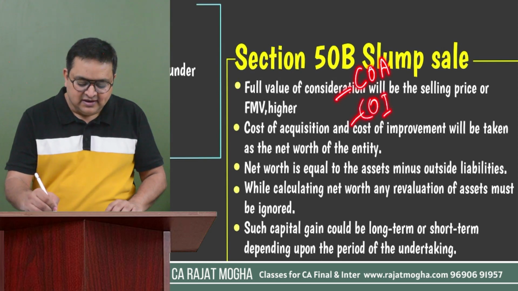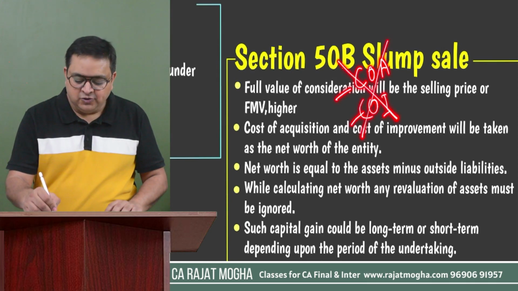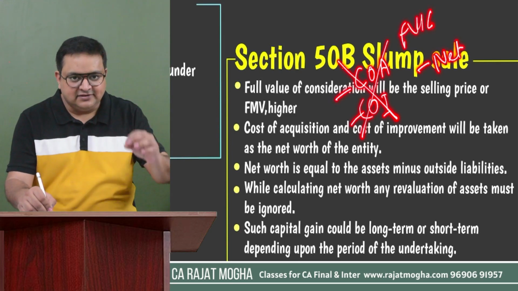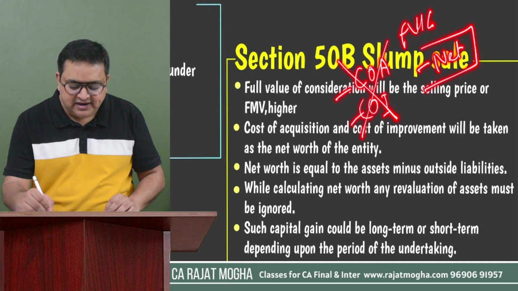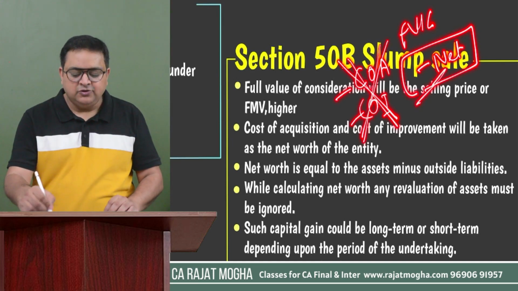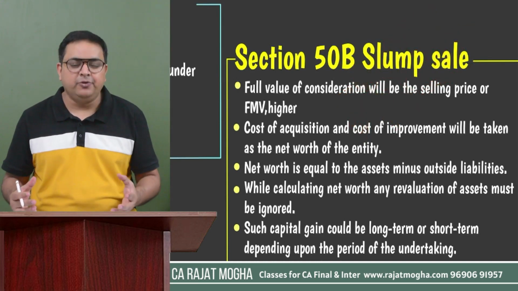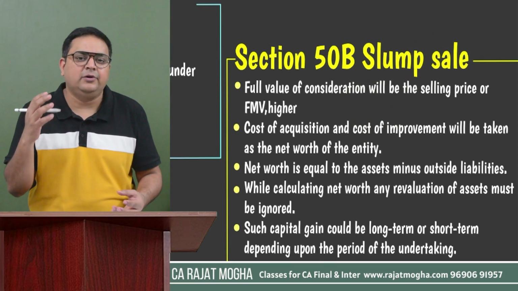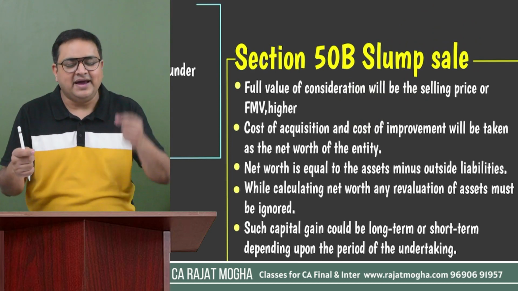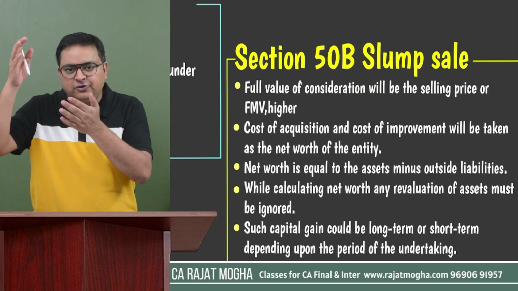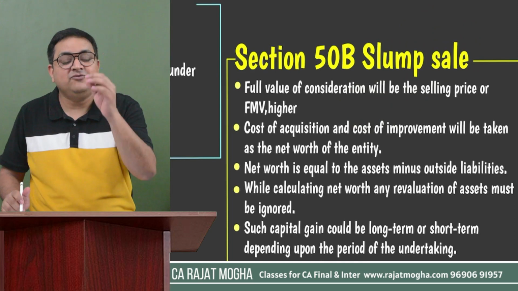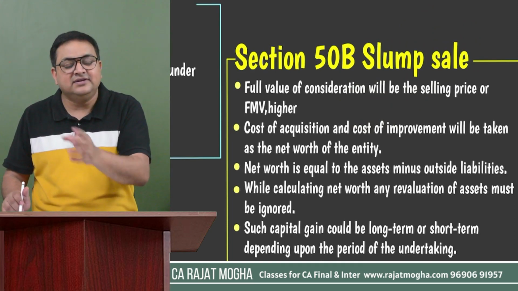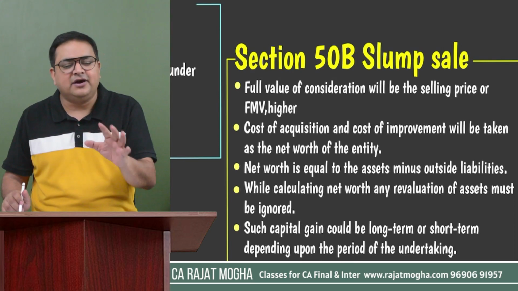In this case, instead of COA and COI, you have to take net worth. So from full value of consideration minus expenses on transfer minus net worth. You don't have to take COA and COI. You have to take net worth. And how will net worth be computed? Simple. Total assets minus outside liabilities. Whatever your total assets of that undertaking are, if there are any fictitious assets like profit and loss account debit balance, please ignore that. Don't take it as a part of your total assets.